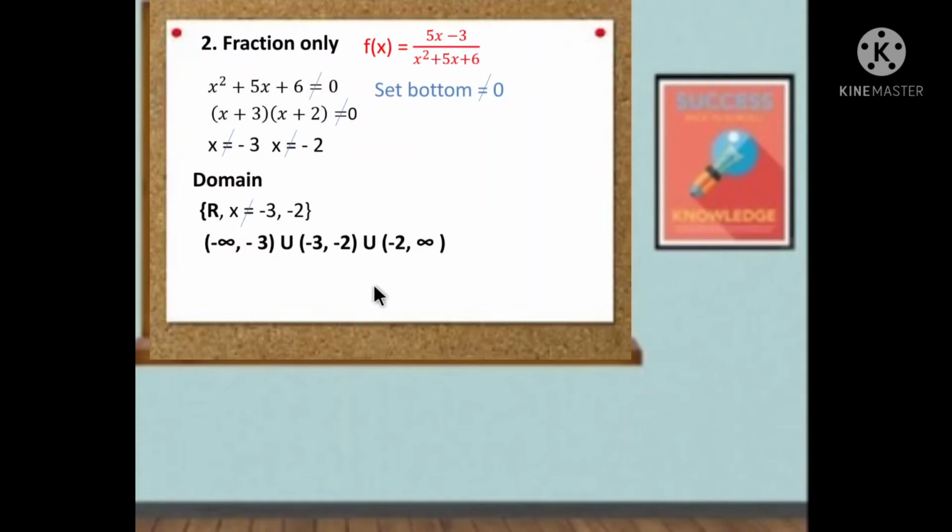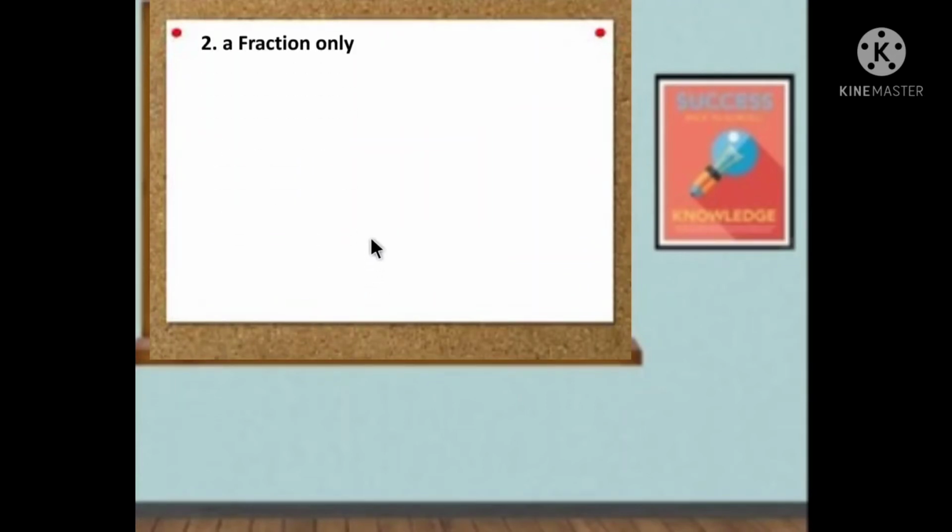Ito nasa baba. Okay. The next one, a fraction only. Okay. Sir, parehas lang nung isa yan ha. Fraction lang din eh. Okay, wait. Ang sabi daw, set bottom daw natin, not equal to 0. Okay. So, ang denominator natin, which is x squared plus 5, not equal to 0.